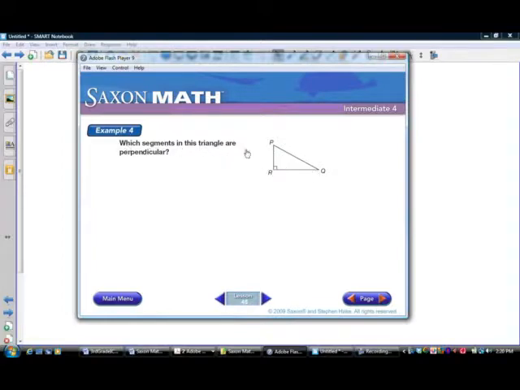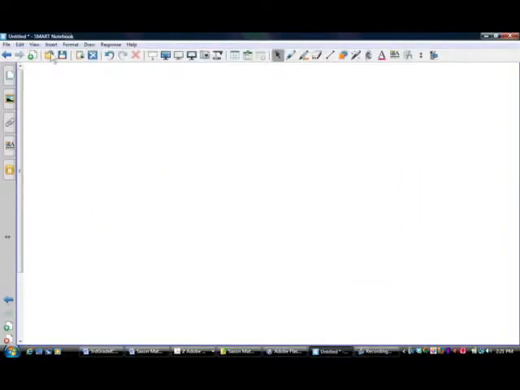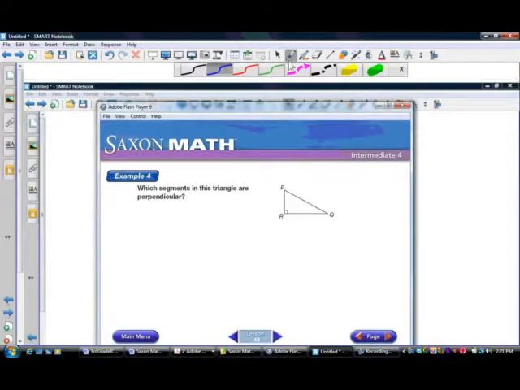So this is how you would write that. These are line segments, okay? And here's what I mean by that. Let me take a picture of this and put it on our next slide so that I can write on it.